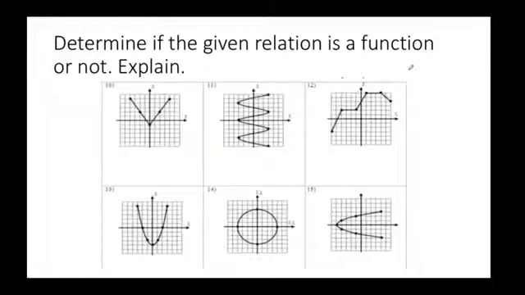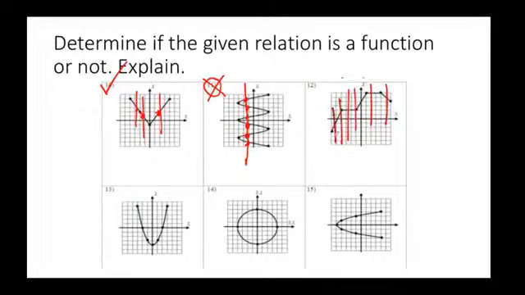And then let's look at this one. So here, no matter where you draw the vertical line, there's only one intersection between the vertical line and the graph. So this is a function. This one failed the vertical line test because there are multiple points of intersection between the graph and the vertical line. So this is not a function. Here, no matter where you draw the vertical line, there's only one point of intersection. So yes, this is a function.